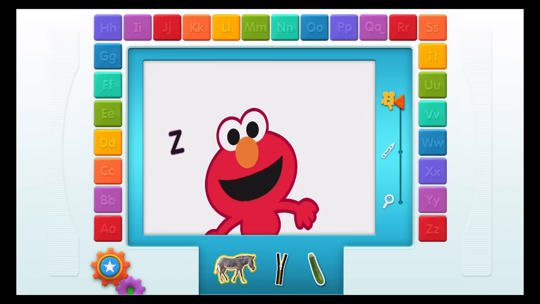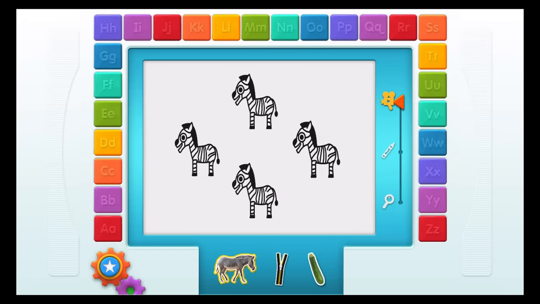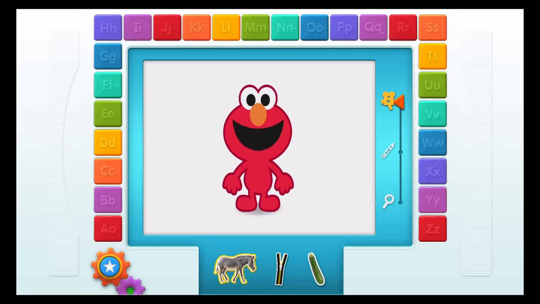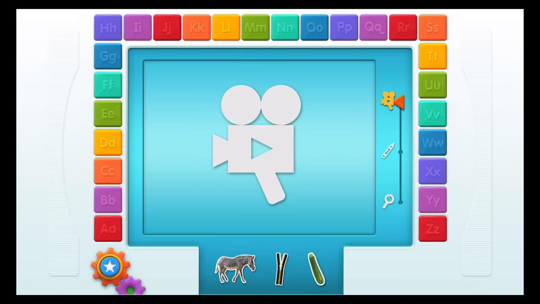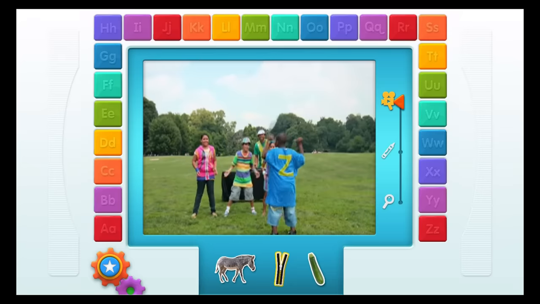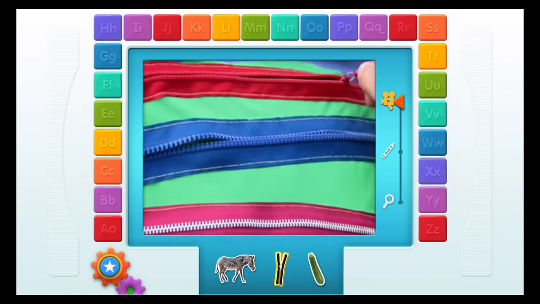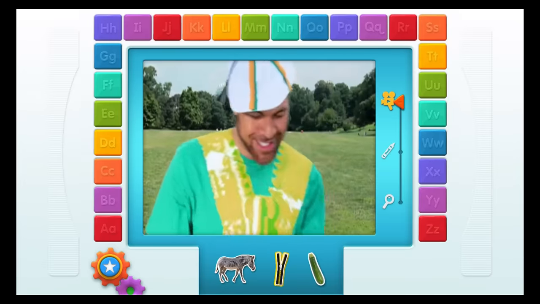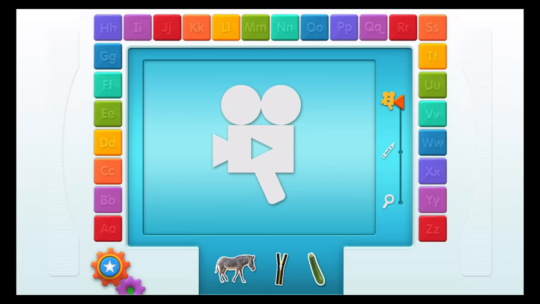Z. Zebra. Touch another thing that starts with your letter. Z. Zipper. Z for zipper. Z for zipper. Z. Zip, zip. Zip, zip, zip, zip. Z. Zipper. Touch another thing that starts with your letter.